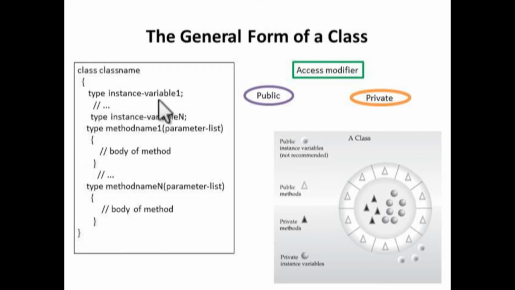We can create any number of variables. As usual, we have to give the type, that is integer, float or double, and so on. Then we give the variable name, and it should end with a semicolon. Likewise, we can create any number of functions, which in Java we call methods. We have to give the return type, then the method name, then the parameter list.